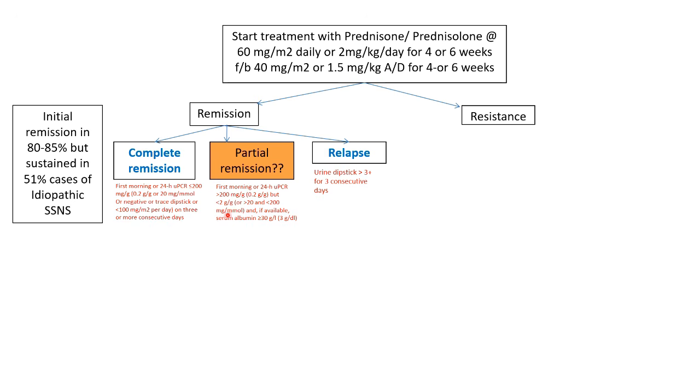Initial remission is seen in around 80 to 85% of patients with idiopathic steroid sensitive nephrotic syndrome. But the thing is that only around 51% of cases will show a sustained response. The rest, around 49 to 50%, would relapse again, so they will fall into this category. So this figure is important in prognosticating the patients.